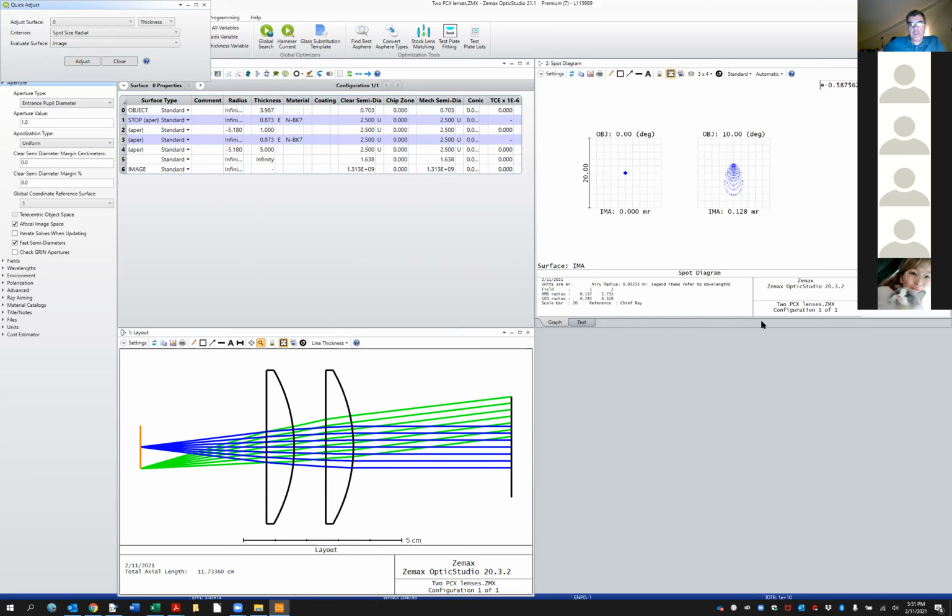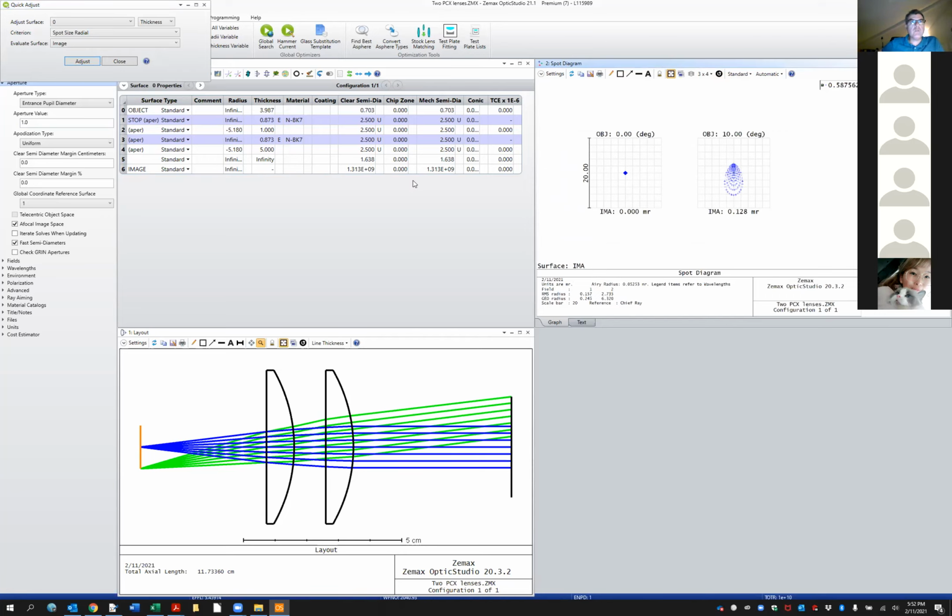I have my image forming at infinity. And when I select afocal image space, the spot diagram, instead of showing me how many centimeters or whatever off axis each ray is, shows me how many milliradians off axis each ray is. If you look at the bottom of the spot diagram, it says units are MR. That means milliradians. And so it's telling me how many degrees off axis each ray goes.